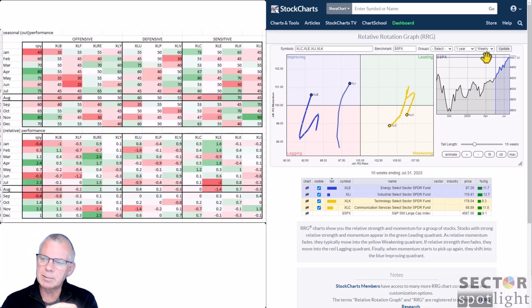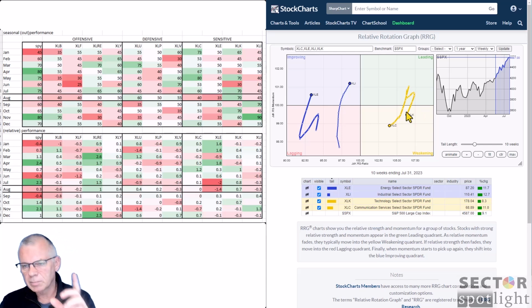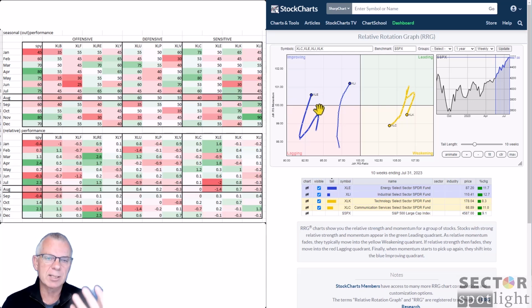What I did is I looked at, because let's go back, when would this become very interesting? When energy rolls over inside improving and starts to move down, and technology curls back up and starts to move back up, then it would completely align with what we're seeing in these seasonal patterns. When XLE rolls over and starts to move down, we know that that's usually a very weak sign. And when XLK turns back up and starts to move back up to leading, we usually know that that's a very strong sign. So when we see that, that could be a trigger to actually go with a seasonal driven trade.